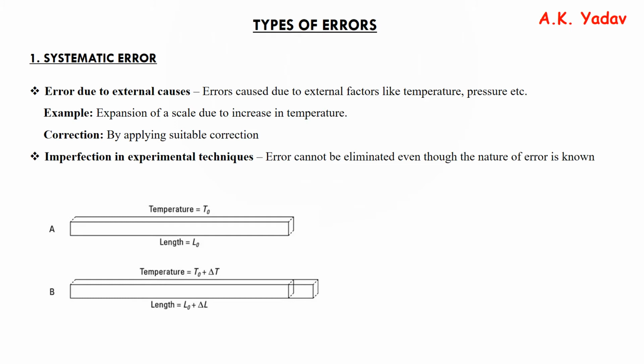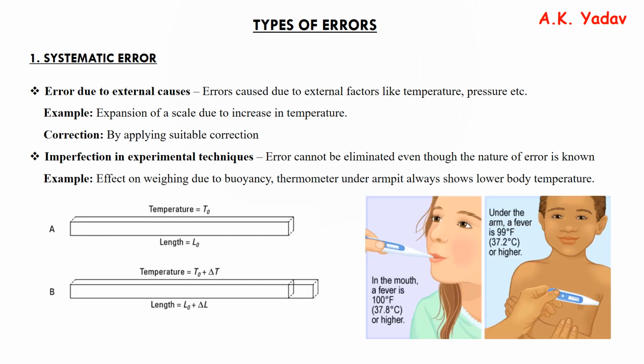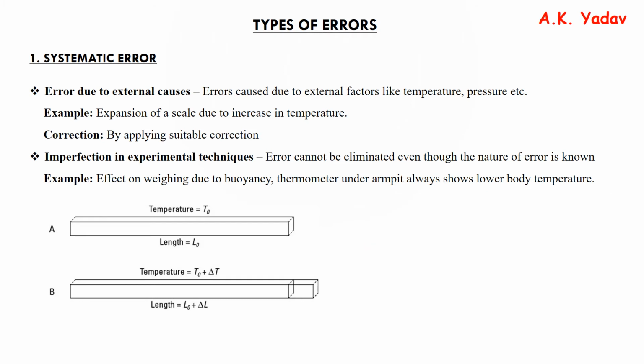The last systematic error, imperfection in experimental techniques. Now this cannot be eliminated. We know the error, we know its nature, but we cannot eliminate it. For example, the effect on weighing due to buoyancy. The thermometer under the armpit always shows a lower body temperature, as shown in the figure.